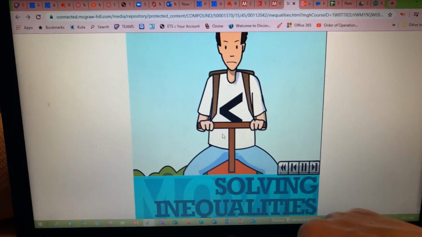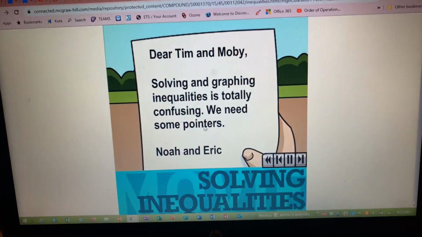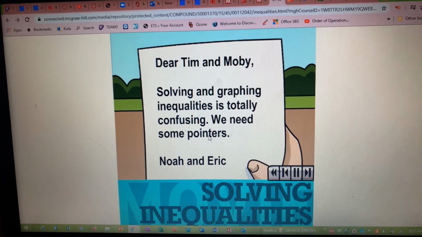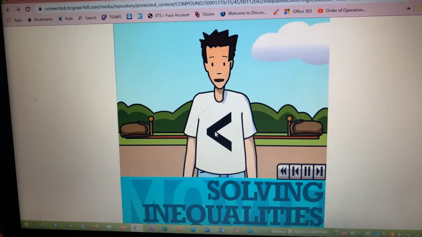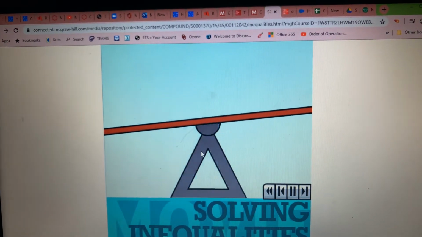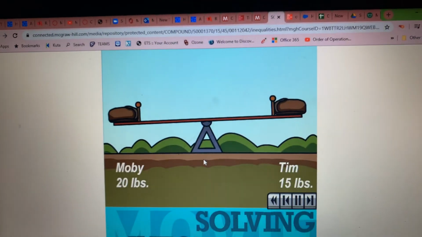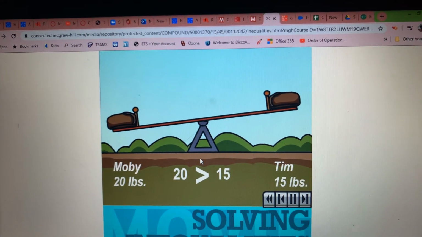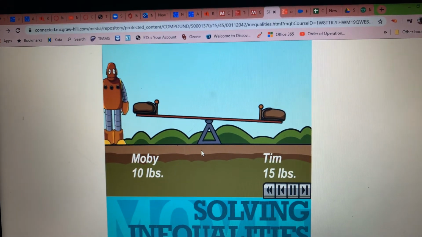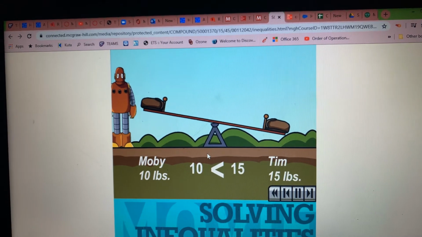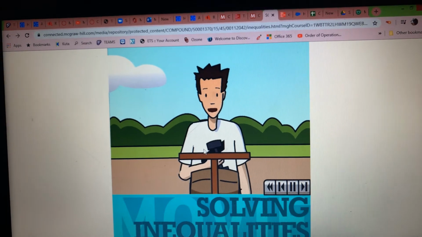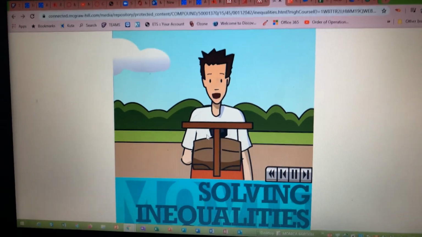Oh! Don't do that! Dear Tim and Moby, solving and graphing inequalities is totally confusing. We need some pointers. From Noah and Eric. Well, you can see an inequality at work here, right on the seesaw. My backpack weighs about 15 pounds, and Moby's weighs 20 pounds. The weight of Moby's backpack is greater than the weight of mine by 5 pounds. Now, since Moby removed that 10-pound weight from his pack, mine is the heavier one. When I take an identical 10-pound weight from my backpack, our backpacks have the same 5-pound difference we started with, and the inequality is the same as when we started.